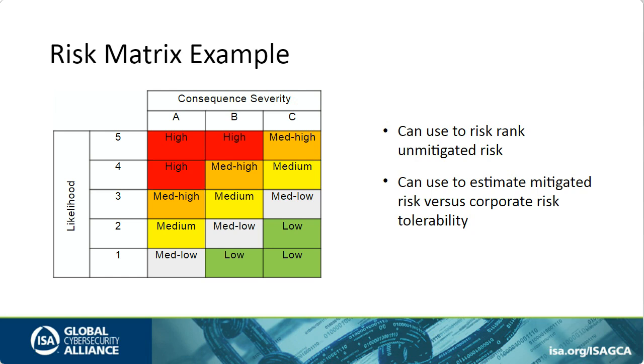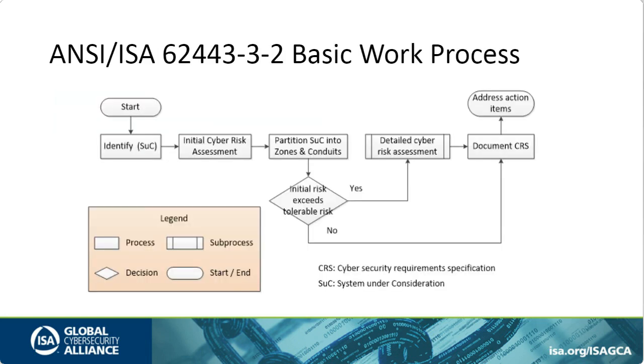So now you would consider what safeguards and countermeasures you have in place. And based upon how much they can lower the risk, you can go from those higher severities down to lower severities to where you would meet your corporate tolerable risk criteria. That's how that is used. And that would be known as the mitigated risk. You're comparing the mitigated risk versus your corporate risk tolerability.